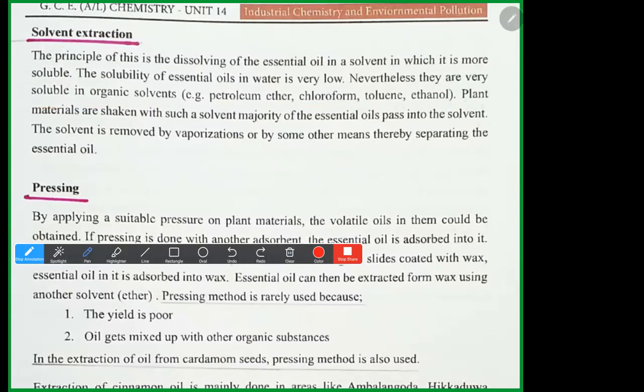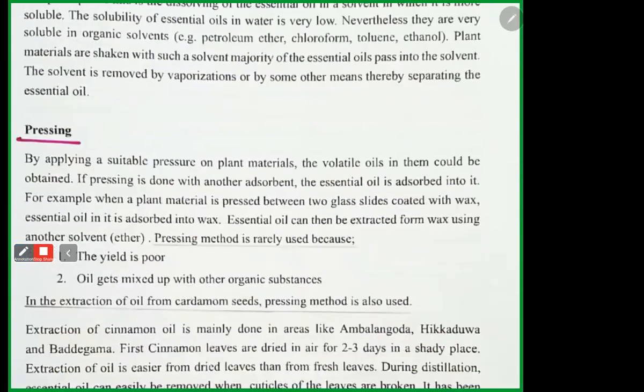Plant materials are shaken with such a solvent, and the majority of the essential oil passes into the solvent. The solvent is removed by vaporization or by some other means, thereby separating the essential oil. And the next part is pressing.